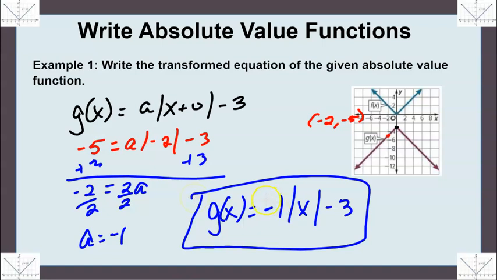And the reason why this is going to be a negative here is because if you notice from the parent function, it reflected over the x-axis, which means it's affecting our y's, which is on the outside of our brackets. So that's how you can graph an absolute value function and then write an absolute value function when given a graph.